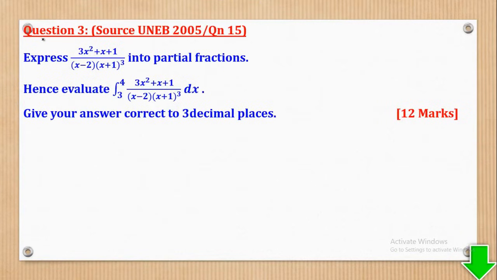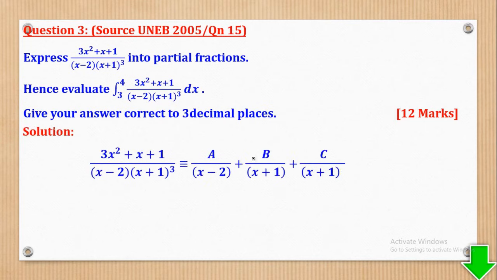Now we shall go to question 3, which came from UNEB 2005, paper 1, question 15. It says, express this into partial fractions. Hence, evaluate this and give your answer correct to 3 decimal places. So still, we shall first express into partial fractions. This is now cubed, so we'll begin with power 1, go to power 2, and lastly power 3.